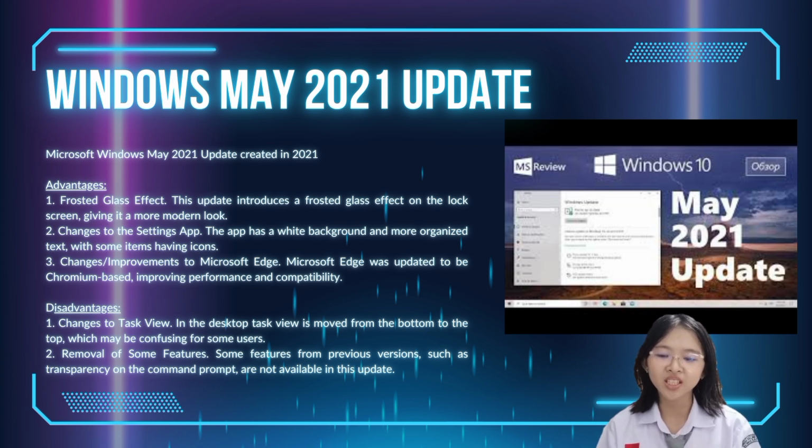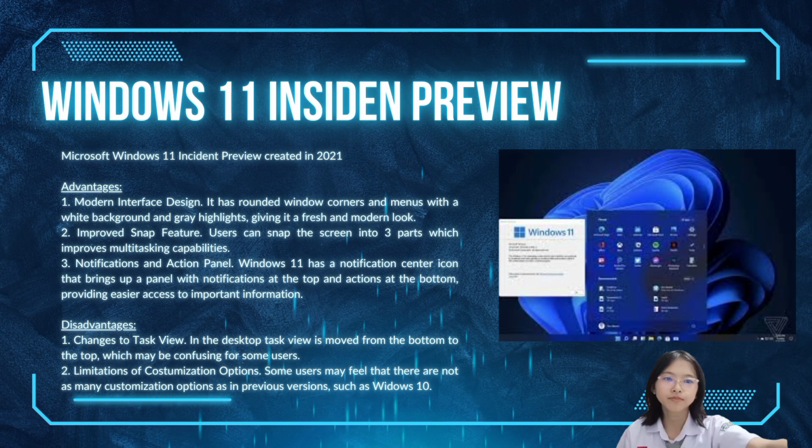The disadvantages: 1. Change to text view. On the desktop, text view is moved from the bottom to the top, which may be confusing for some users. 2. Removal of some features. Some features from previous versions, such as transparency on the command prompt, are not available in this update.